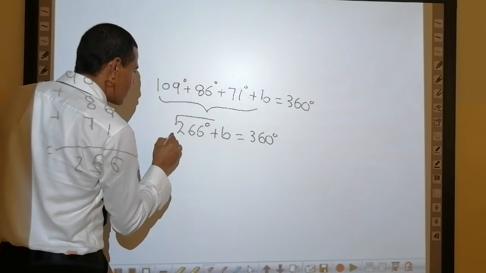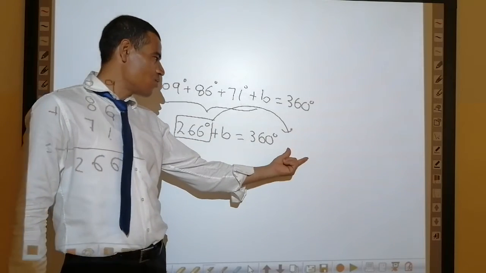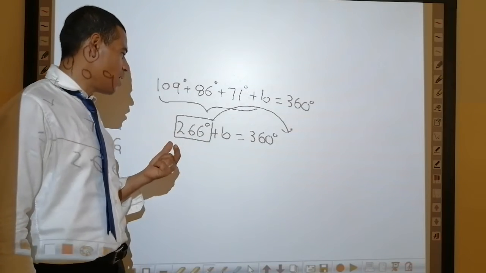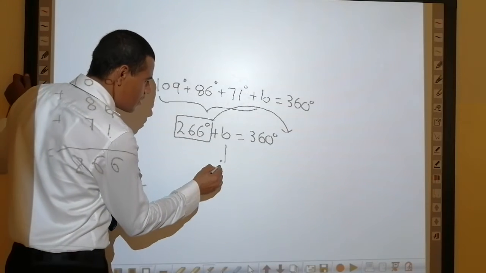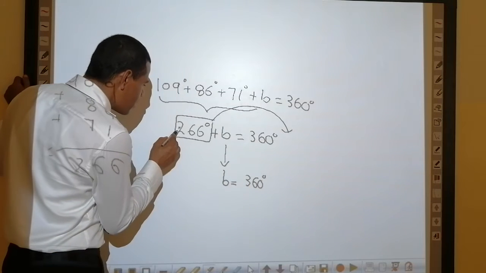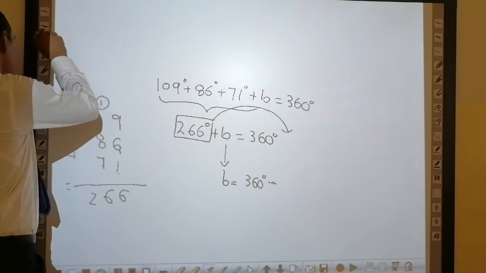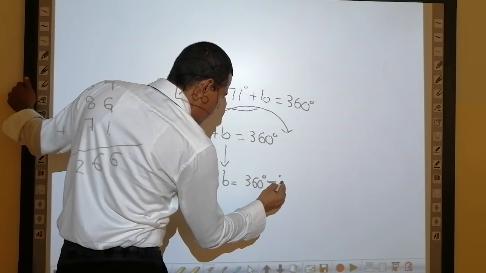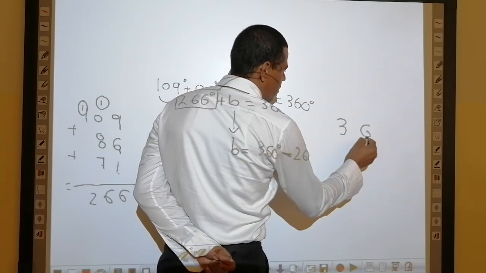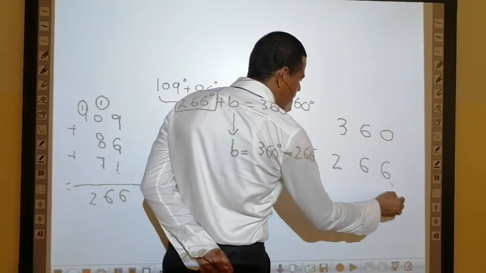In order to cancel this, my kids, if 266 is transferred there, it will transfer with a negative sign, okay? Meaning that B equals 360 degrees. What is the sign of this, positive or negative? Positive, so it will be negative. Minus 266 degrees. And you will do it here: 360 minus 266 degrees. Okay.